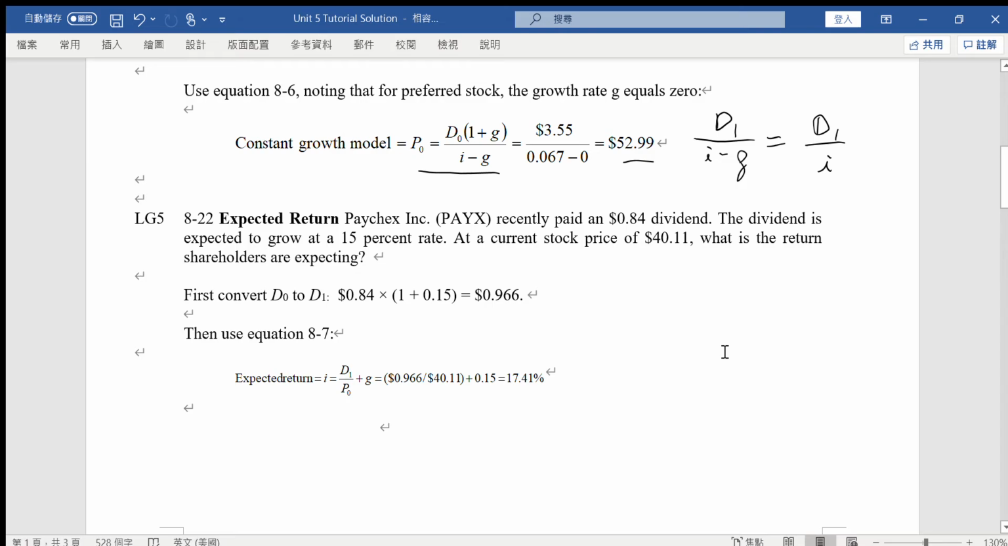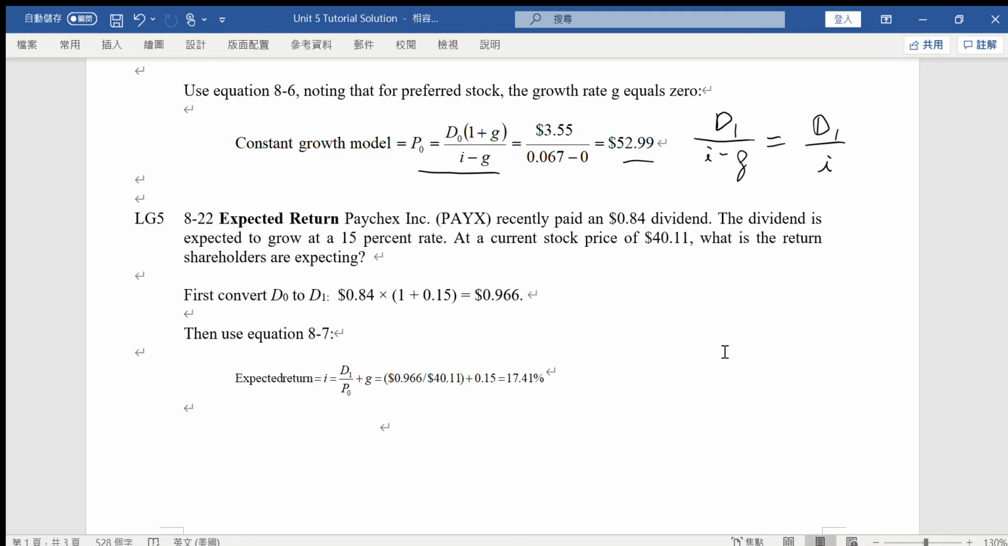Okay, then 8.22, and that is about another company, Paychecks Industrial, which recently paid a 0.84 dividend, and the dividend is expected to grow at a 15% rate at the current stock price of $14.11. And what is the return stockholders are expecting? That is related to the expected return model.